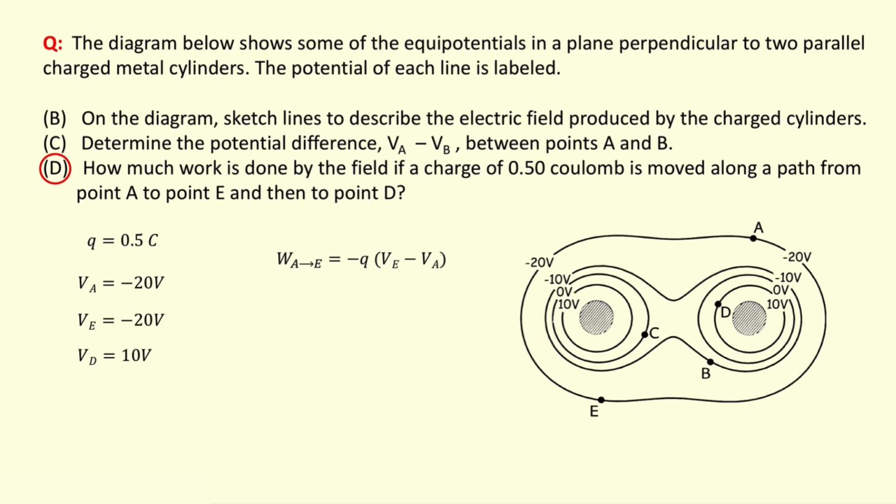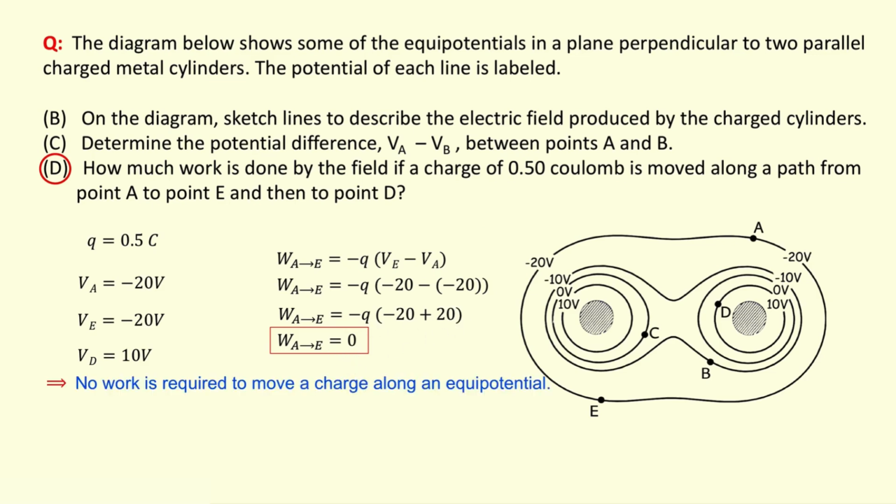Let's first find the work from A to E. We can find such a work by this formula. VE and VA are the same, minus 20 volts. If we substitute voltages in this equation, we get this, and regardless what the charge Q is, the result will be 0. In other words, no work is required to move a charge along an equipotential line.